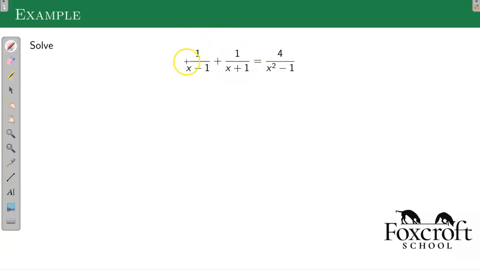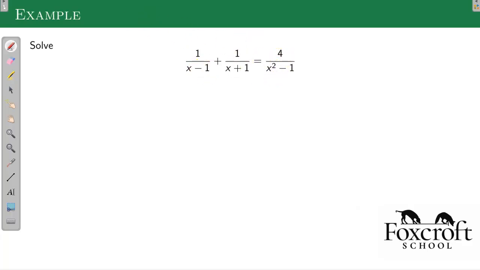All right, here's another one. In this case, we have multiple fractions. So we could take everything and multiply by x minus 1, everything and multiply by x plus 1, everything and multiply by x squared minus 1. That's going to make it pretty complicated. So we always want to find the smallest thing we can multiply by to get everything to cancel.